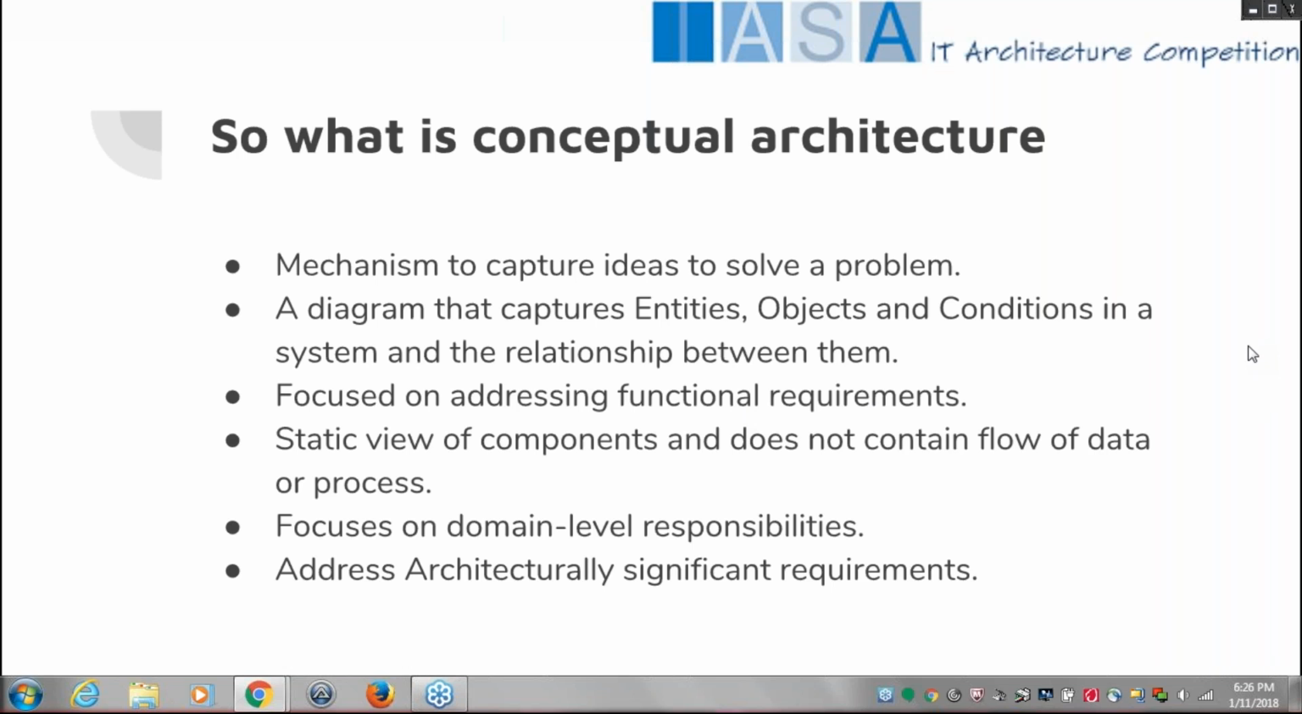So conceptual architecture is about putting all those ideas on a page. The one thing you have to remember is the last statement: address the architecturally significant requirements. What that really means is, what is it besides the functional thing that I need to think about? For example, if a particular application needs a fast response time, that's your architecturally significant requirement. We'll get into the whole NFR conversation, which is non-functional requirements, but right now keep that at the back of your mind.